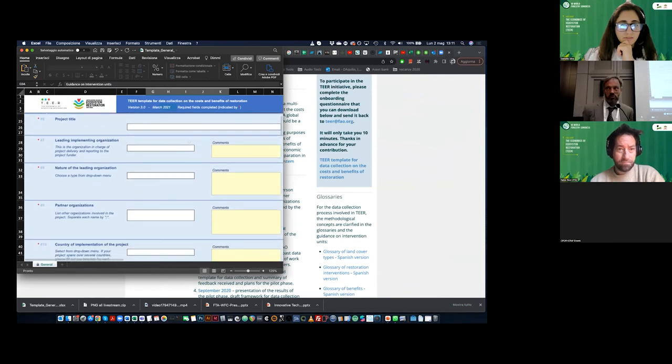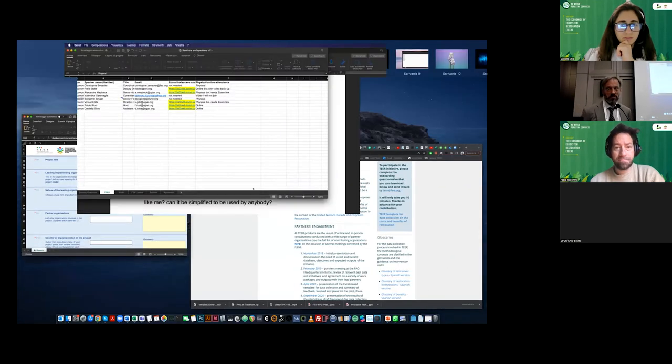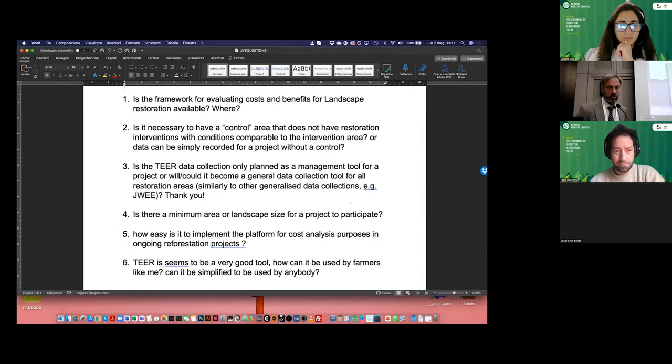So Fabio, if you put the other questions, maybe we can try to give a quick answer to all of them. Is it necessary to have a control area that does not have restoration with comparable conditions, or can data be simply recorded for a project without a control?